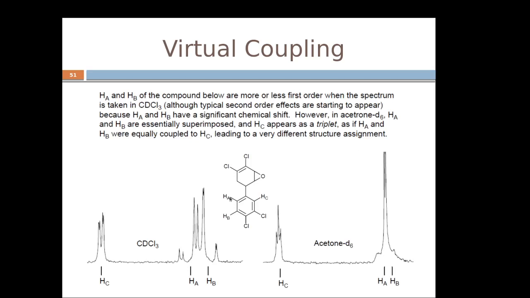Here is an example. We have the proton A and B nucleus, and when the NMR spectrum of this molecule is measured in CDCl3 solvent, you can see that the peaks of A and B nucleus can be seen separately with a large chemical shift difference. So both A and B nucleus are not magnetically equivalent here. And the peak of the C nucleus can be seen as a doublet of doublets pattern, just as if the C nucleus couples with both A and B nucleus.